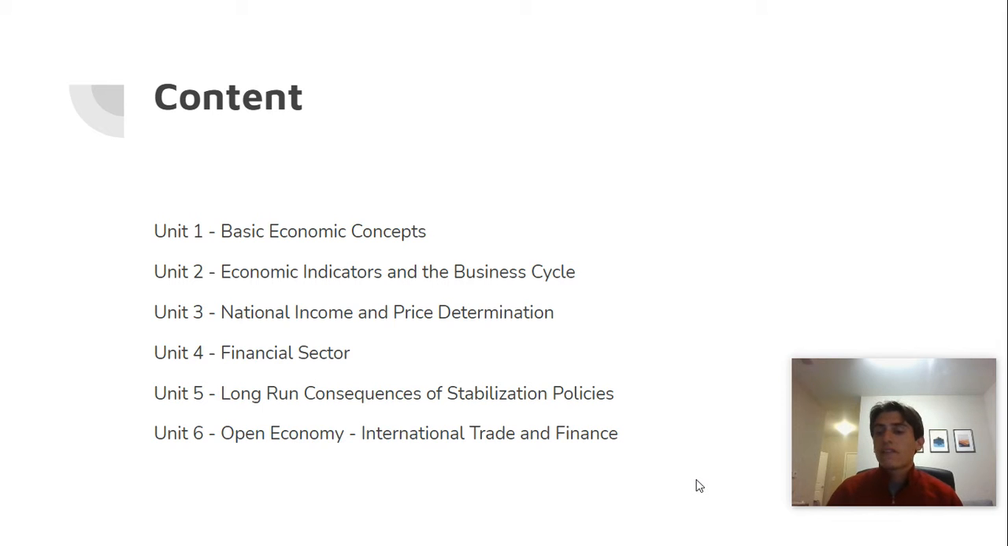In Unit 4, we'll be talking about the financial sector, and so that's money markets. And we'll be talking about monetary policy in Unit 4. In Unit 5, we'll be talking about the long-run consequences of stabilization policies, in particular fiscal and monetary policy. So we'll link back to Units 3 and 4 and talk about how those policies have long-run impacts on economies. In Unit 6, we'll be talking about international trade and finance. So we'll open up an economy and see how globalization can impact economies.